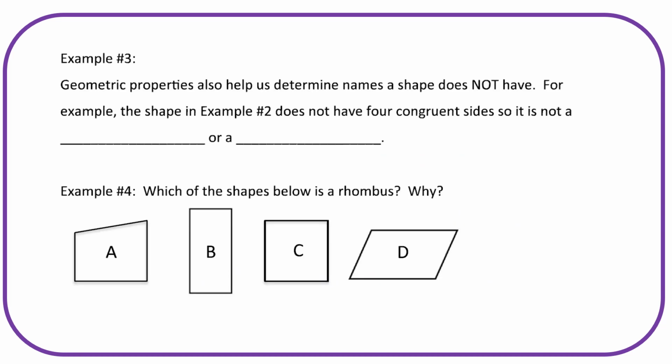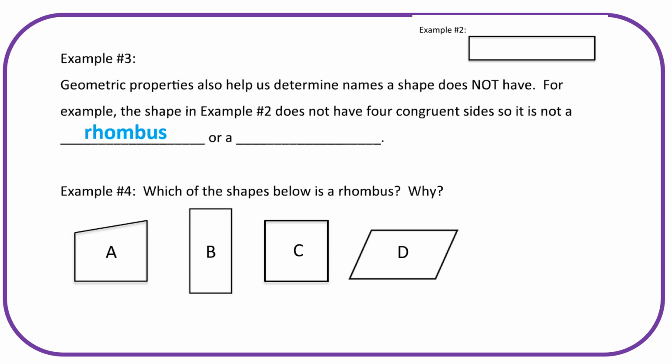Let's do number 3. Geometric properties also help us determine names a shape does not have. For example, the shape in example 2 does not have 4 congruent sides, so it is not a blank or a blank. Now this figure up here is example 2's figure. And this problem is telling us that because example 2 doesn't have 4 equal sides, it can't be 2 kinds of quadrilaterals. And those 2 quadrilaterals are the only 2 that have 4 congruent sides. Congruent means equal. What are the names of those 2 quadrilaterals?